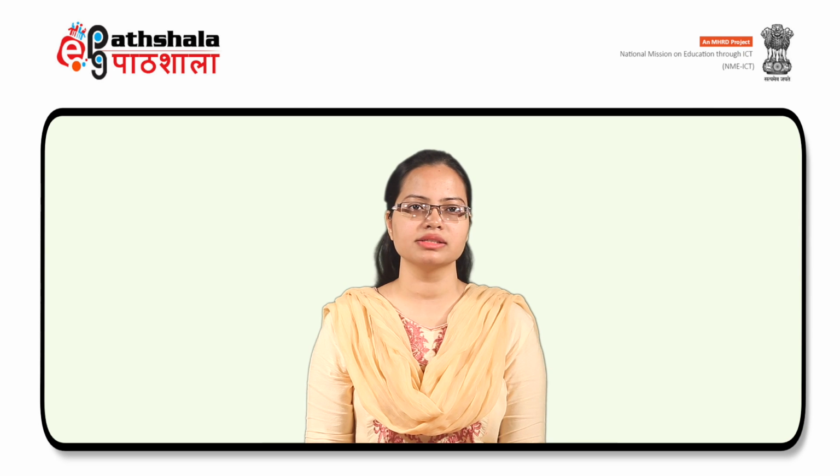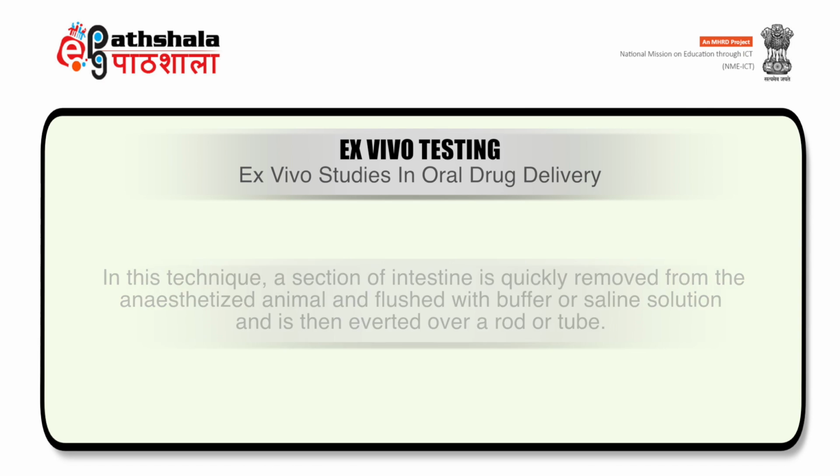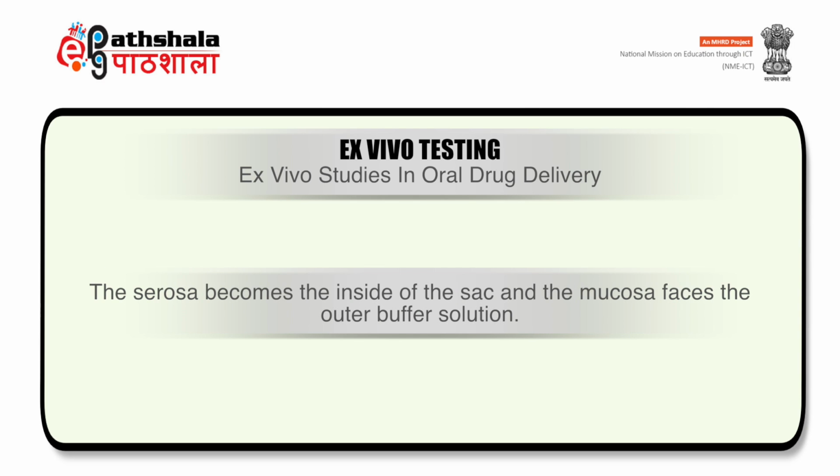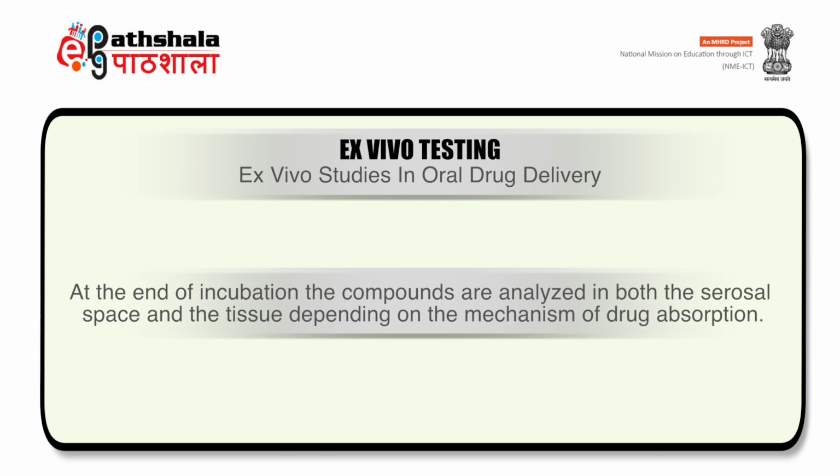In this technique, a section of intestine is quickly removed from the anesthetized animal and flushed with buffer or saline solution and is then everted over a rod or a tube. The serosa becomes the inside of the sac and the mucosa faces the outer buffer solution. Each end of the sac is tied and filled with the oxygenated buffer and placed in the container with the test drug. At the end of incubation, the compounds are analyzed in both the serosal space and the tissue depending on the mechanism of drug absorption.